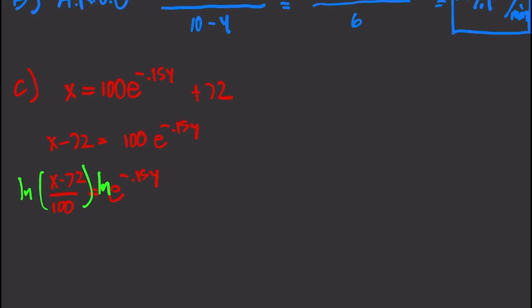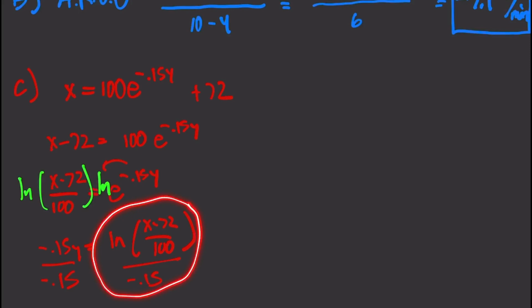Okay, so that gives me, this is going to come out in front, remember? So I'll just write that over here, 0.15y equals natural log x minus 72 over 100. And lastly, I'm going to divide everything by negative 0.15. Okay, so this is going to be the inverse of the function. I just need to make sure now I use the appropriate notation.